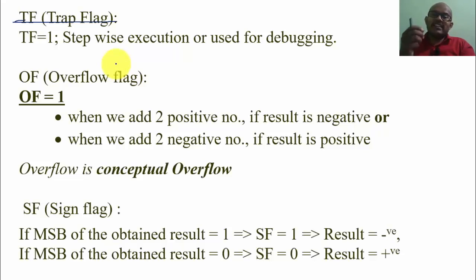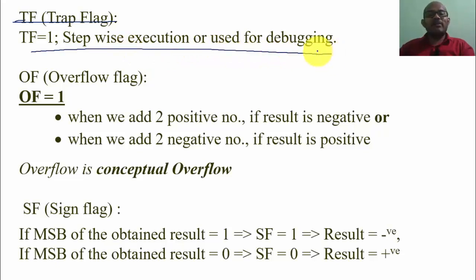What you are going to do is single step execution, nothing but step by step you are going to analyze the data, and check whether the program you have written is correct or not, and whether the data you are getting is correct or not. For single step debugging you are going to make use of the trap flag. In order to enable single step debugging you are going to make it 1.